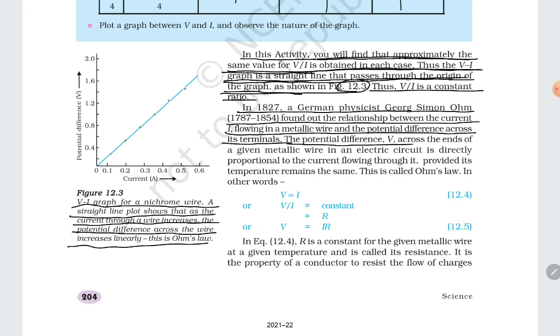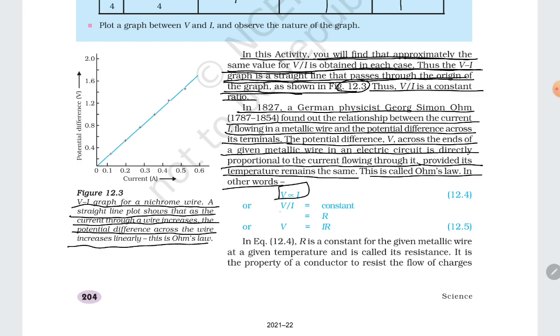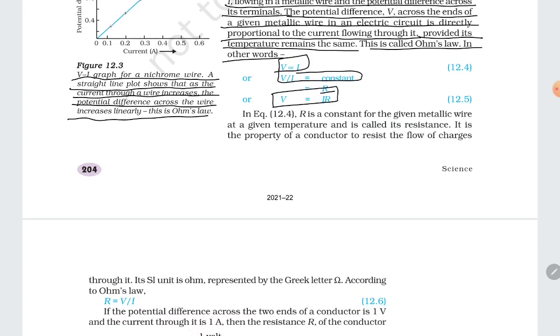The potential difference V across the ends of a given metallic wire in an electric circuit is directly proportional to the current flowing through it, provided its temperature remains the same. This is Ohm's law. In other words, V is proportional to I. V by I is constant, equal to R. V is equal to IR. In equation 12.4, this equation is V proportional to I.